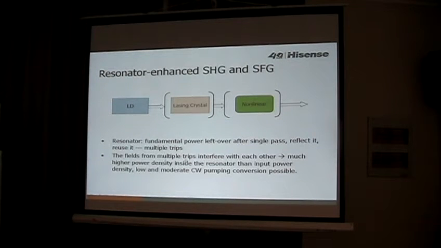interference from different trips. The intensity of the optical power inside the cavity can be made much larger than the input optical power. So if you use the cavity structure, then you don't need a very high power semiconductor laser. You only use a low or moderate level of semiconductor laser to achieve the same efficiency of producing W.